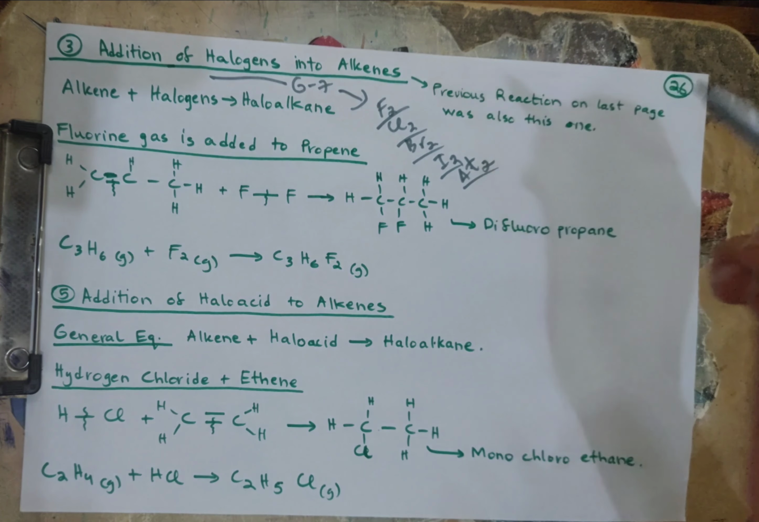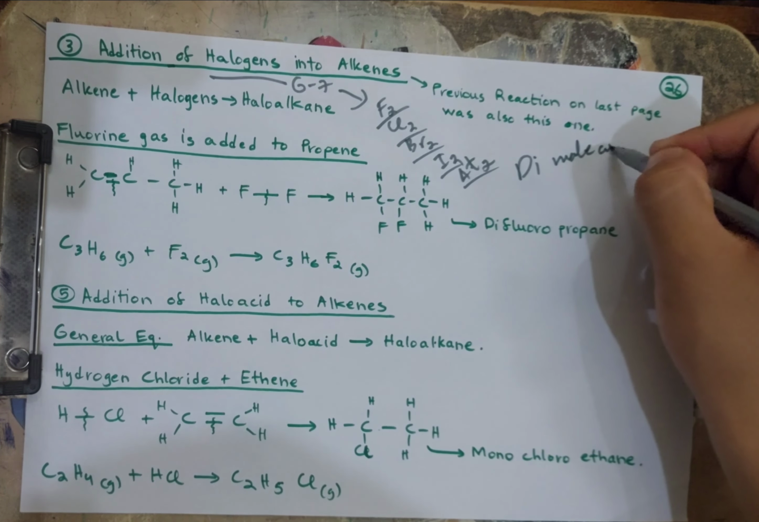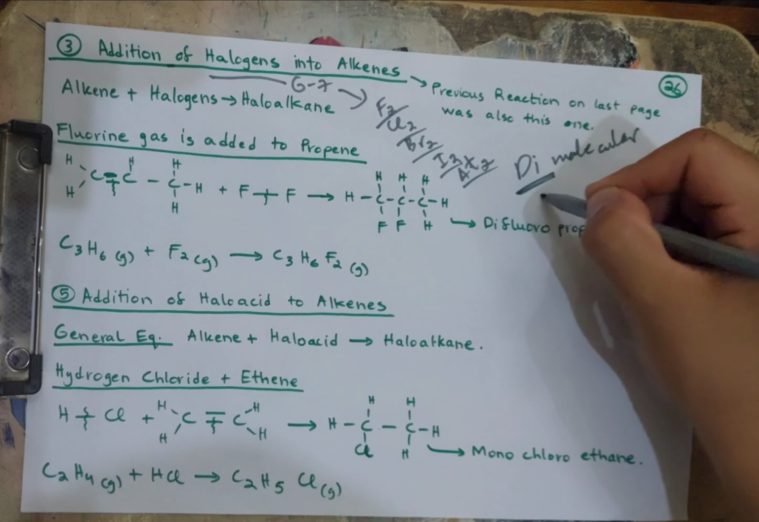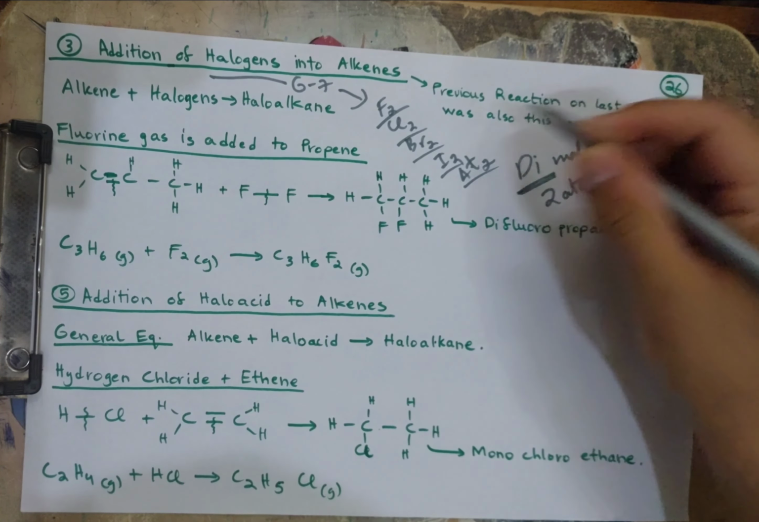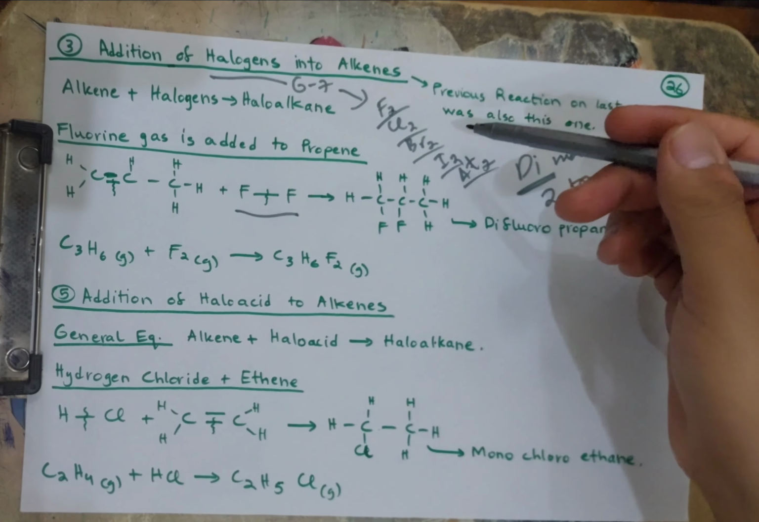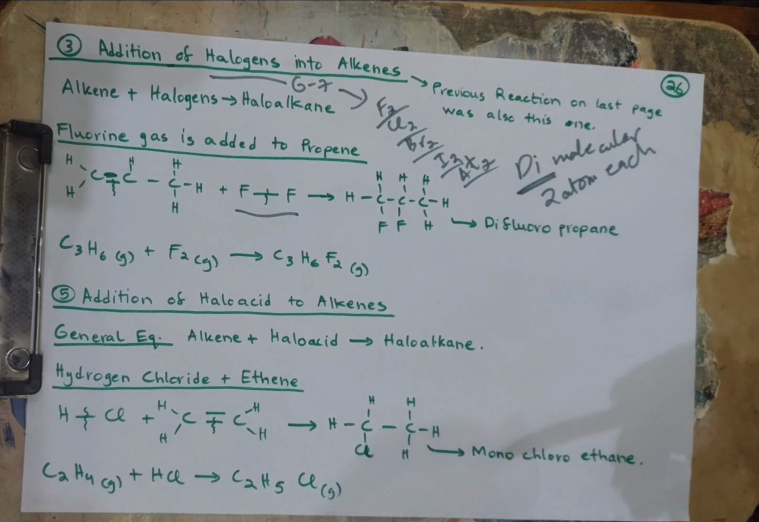What does diatomic mean? It means that they have 2 atoms each. Like F2 will have FF, Cl2 will have ClCl, as we wrote on the last page, Br2 will have BrBr, I2 will have II, and At2 will have AtAt. So here we have FF.